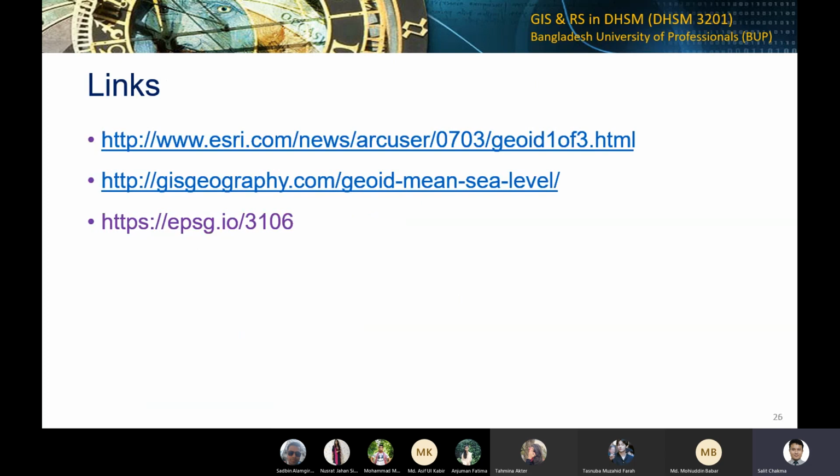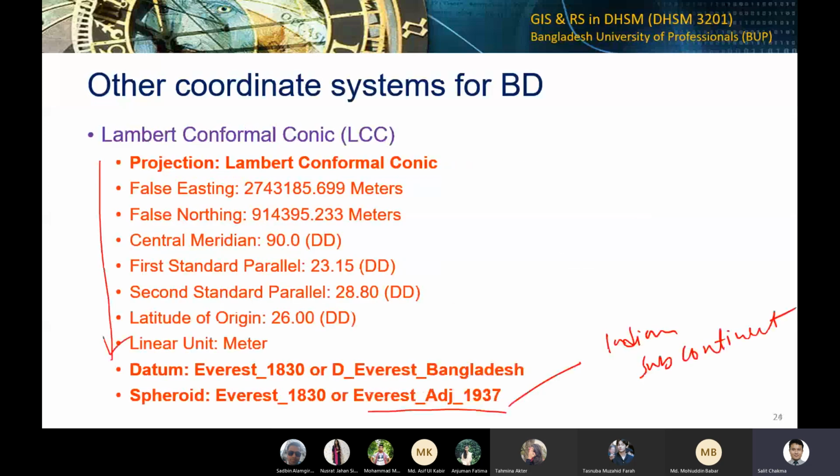So if you want to know more about these coordinate systems, both local and global, they are usually cataloged here, epsg.io/3106. Okay, so even if you go to epsg.io and search Bangladesh Transverse Mercator or BTM, they will give you the result.